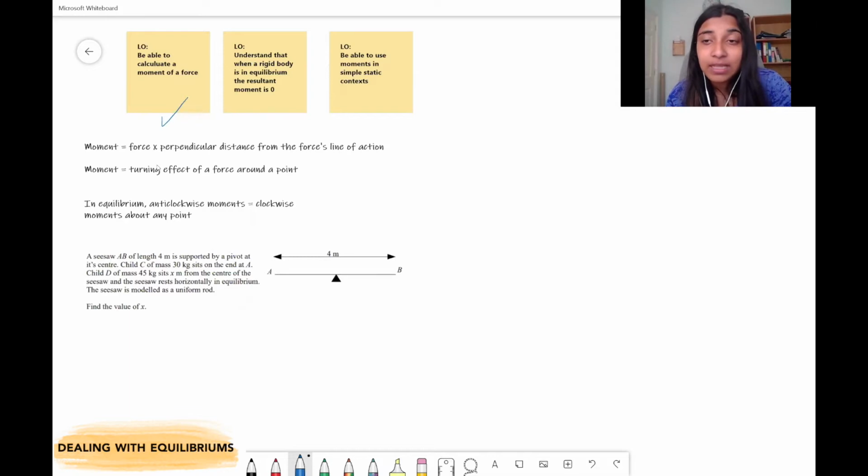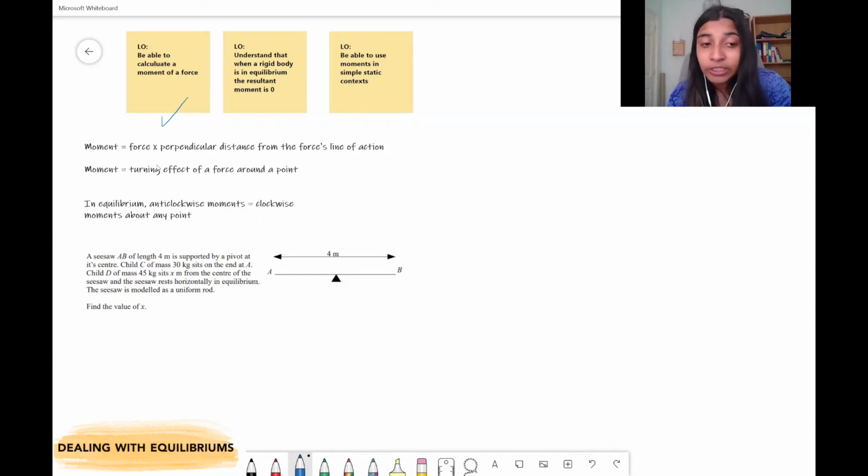Child C of mass 30 kilograms sits at the end of A. Child D of mass 45 kilograms sits X meters from the center of the seesaw, and the seesaw rests horizontally in equilibrium. So the seesaw is modeled as a uniform rod, and we want to find the value of X.